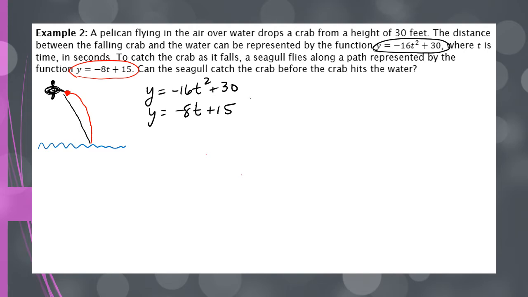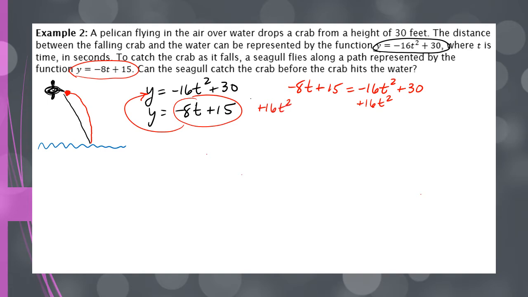So what I'm going to do is take this thing here, and replace it into the top equation. So what I'm going to get is negative 8t plus 15 equals negative 16t squared plus 30. Now I need to get 0 on the right side, so I'm going to add 16t squared to both sides, and I'm going to subtract 30.